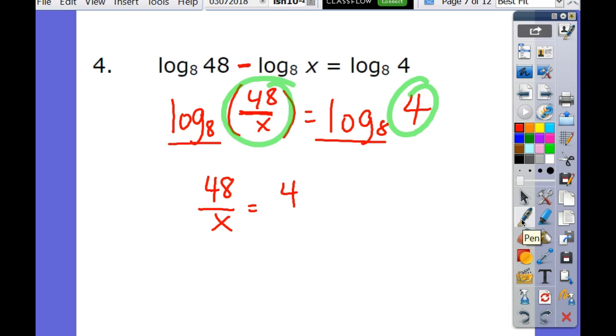The easiest way to solve that is to think of 4 as being 4 over 1, because 4 over 1 is equal to 4. Then it is a proportion, so you can cross multiply. And if you cross multiply, you have 4x equal to 48. Can you solve that?